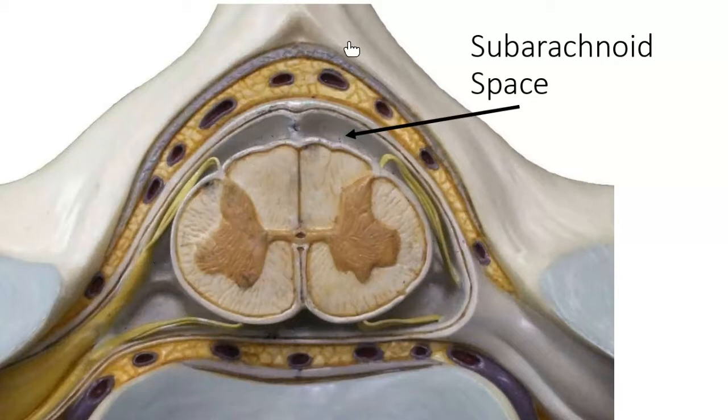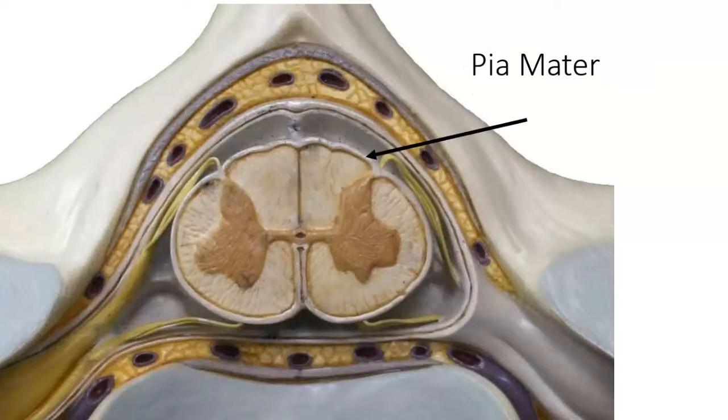So when they have to take a sample of your cerebral spinal fluid, they have to stick the needle all the way into this space here, and withdraw that cerebral spinal fluid. Just deep to that is the pia mater. Pia mater directly lays on top of the nervous tissue of the spinal cord.